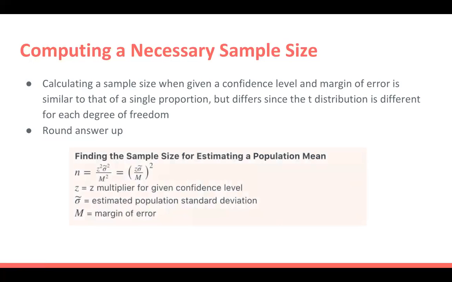So we really just take the z-multiplier, multiply that by the standard deviation, divide it by the margin of error, and then we can just square that. And then that will give us a sample size for estimating a population mean. And just remember, if you get a decimal, that you want to round that answer up so that you'll satisfy both that confidence level and margin of error.